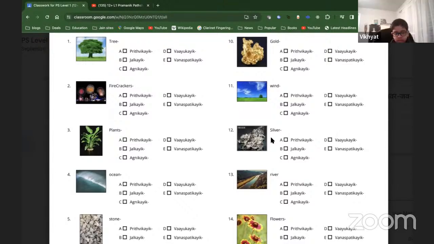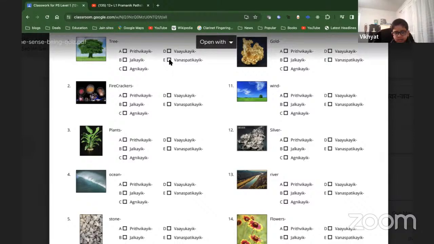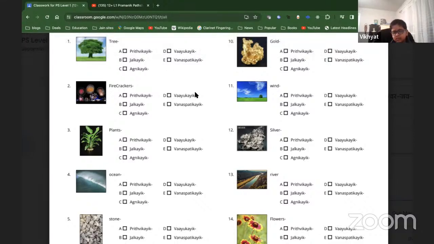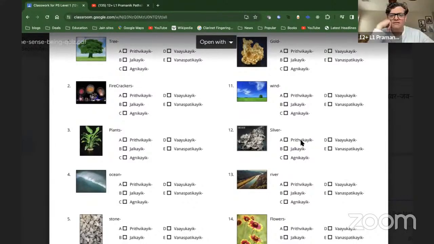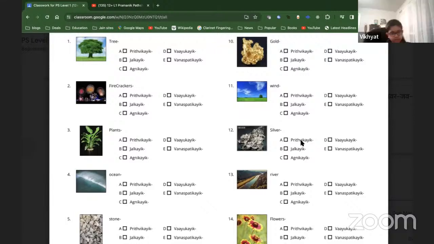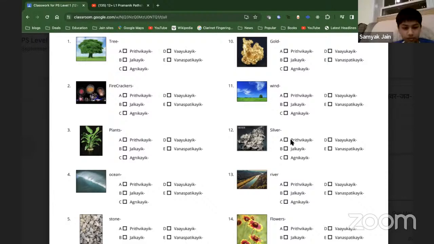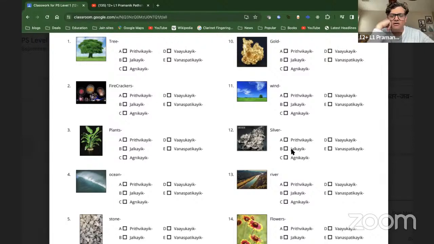What is silver, Vikhyat? Where do you get silver from? Earth. So which one is related to earth here? Okay, you want to make a guess, Samyak? Prithvi Kaik. Yes, the answer is Prithvi. Again, Prithvi is earth, Jal is water, Agni is fire, Vayu is air, and Vanaspati is plants. Got it, Vikhyat?